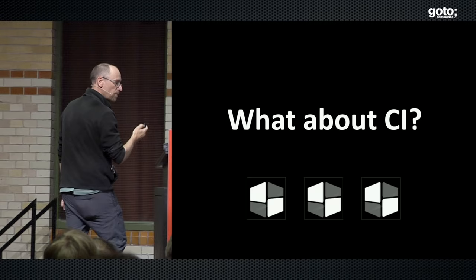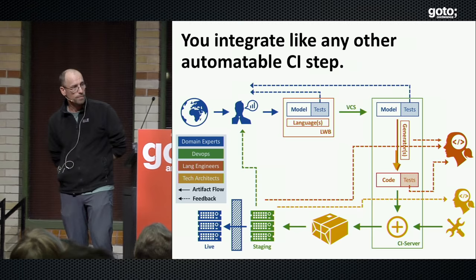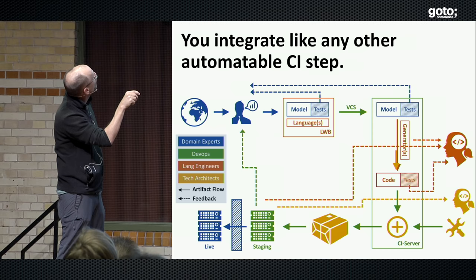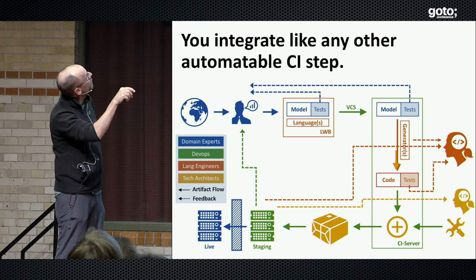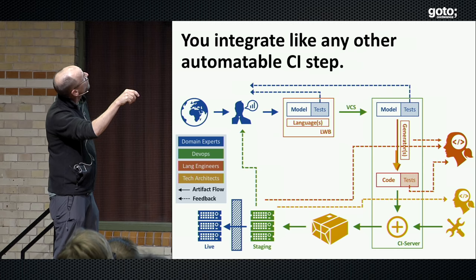All right, what about continuous integration? Well, just like always, right? So you let your domain expert understand the world, write the models, run the test in the language workbench directly. Then you somehow commit this onto some kind of I'm done branch. And there, on the build server, you run the same tests. If they fail, you go back to here.